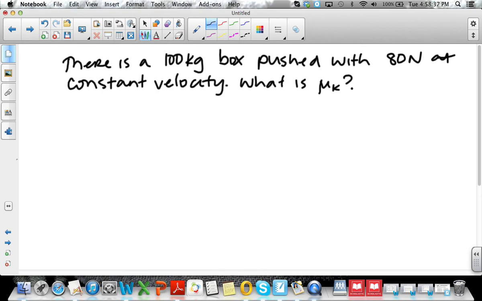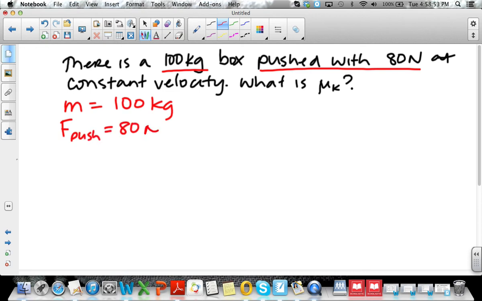Okay, so this time I gave you the push right there, and I gave you the 100 kilogram box. So let's write all these things down. Write everything you know. I know the mass. I know F push. I don't know mu. I can write that down, that I don't know mu, because that's something they gave me. Oh, and then the other thing is that it's constant velocity. So write that down too so that we remember.